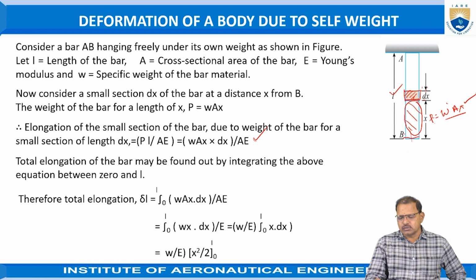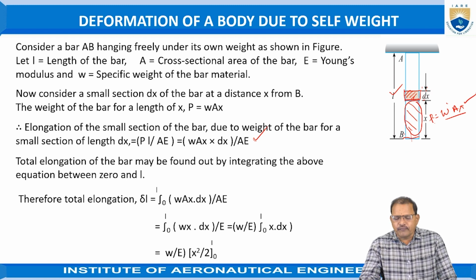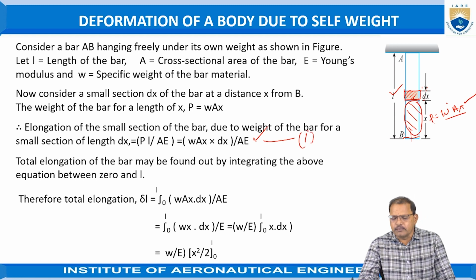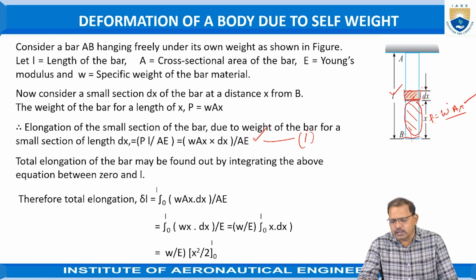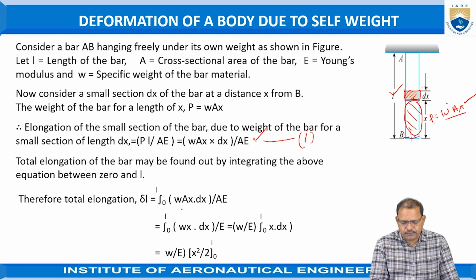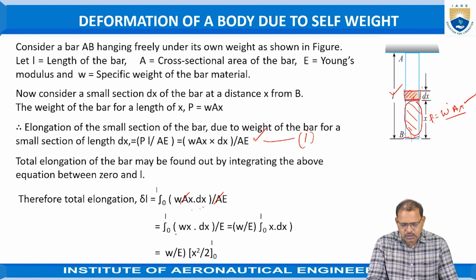So the total elongation of the bar because of its own weight is obtained by integrating these equations with limits from B to A, as we are measuring the distance from bottom to top, hence 0 to L. So the total elongation is equal to DL is equal to integral from 0 to L of w into A into x into dx divided by A. Here A gets cancelled. The remaining integral from 0 to L is w x into dx divided by E.